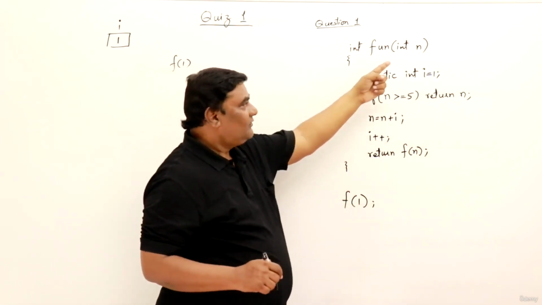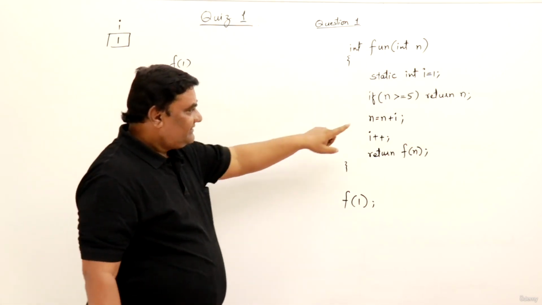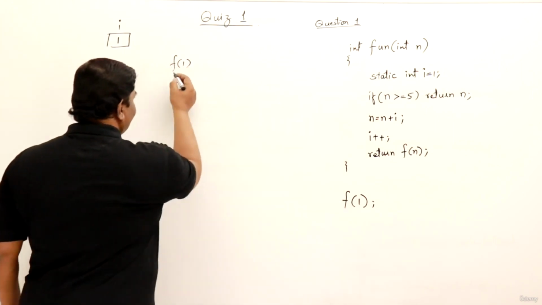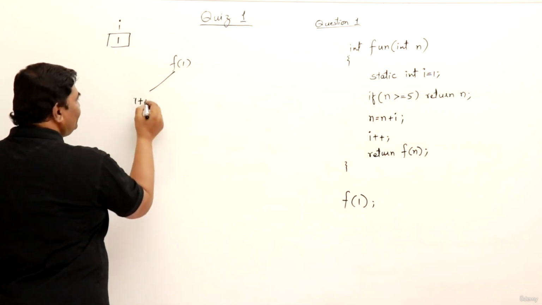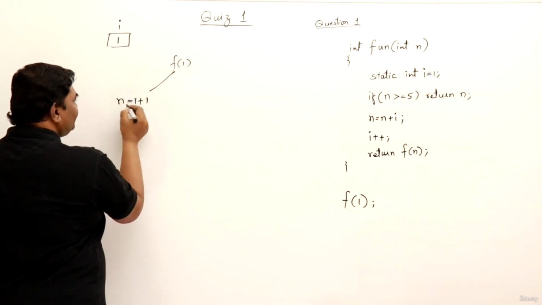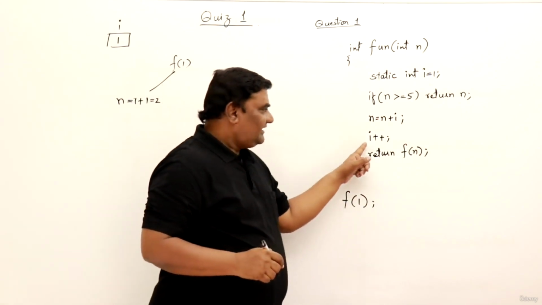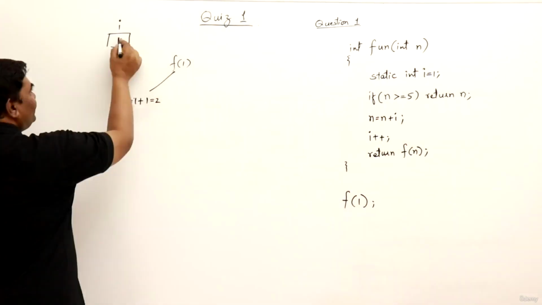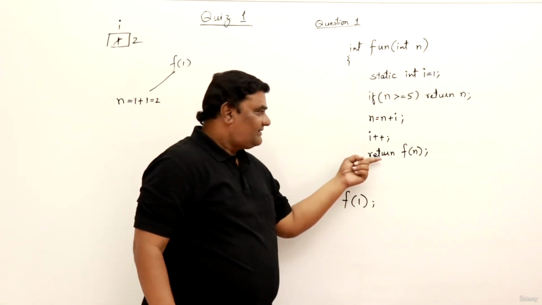What is n? Now it is 1. N is 1, and it is not greater than or equal to 5. The next step: n assign n plus I. So n is 1, plus I, and I is 1, so n becomes 2. N is 2 right now. Then I plus plus. Where is I? It is static, so here it should become 2. I am writing it here. So I became 2.